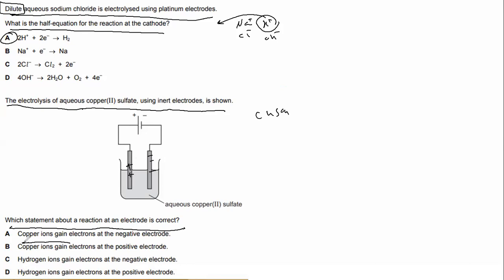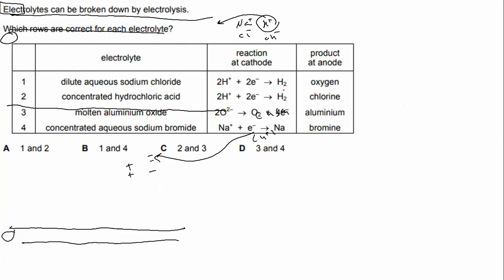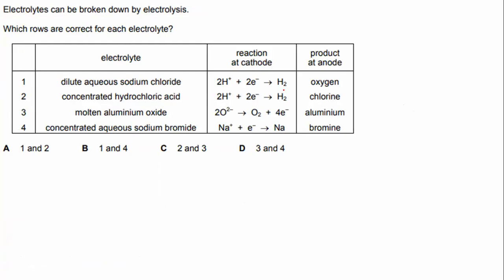Copper ions gain electrons at the negative electrode. Yes, Cu plus 2 are attracted to the negative electrode, the cathode, where they gain electrons. So here simply the correct answer is A. Okay, next, move to the next question.